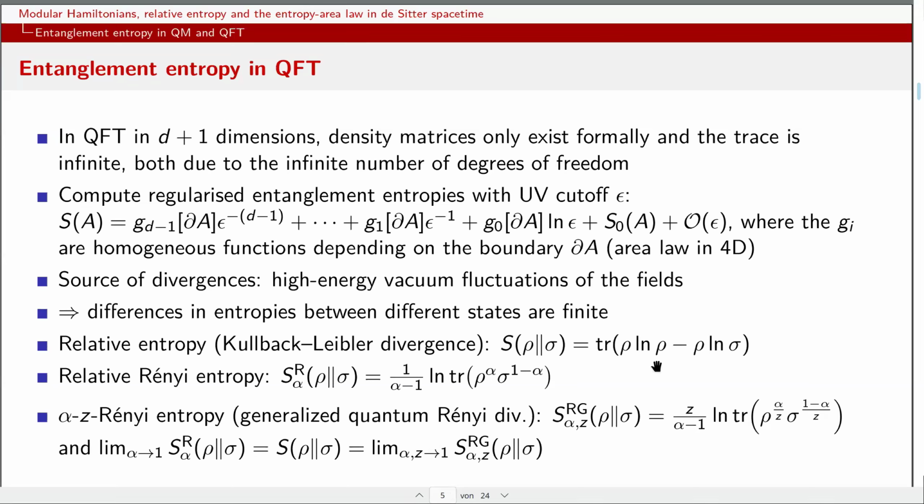And one can also generalize this like the von Neumann entropy. So there's something called the relative Renyi entropy, again depending on the parameter alpha. One can add more parameters, so something called the alpha-z Renyi entropy or generalized quantum Renyi divergence. You see the formulas there. Again, in the limits where the parameters that these entropy measures depend on go to 1, one recovers the relative entropy. So in a sense, this is again the most fundamental measure of a difference in entropy between different states.